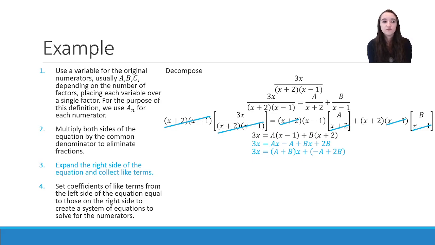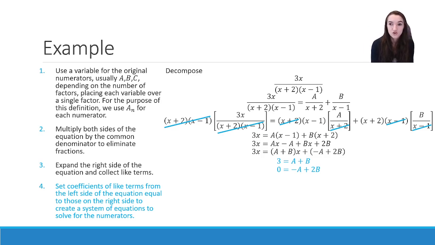So to actually finish out this problem, I have to set the coefficients of the like terms on the left side of the equation equal to those on the right side. 3x is on the left, so 3 has to be equal to whatever the coefficient of x is on the right. So 3 is equal to A plus B. There's no constant term. This is like saying 3x plus 0. So 0 equals negative A plus 2B. And would you look at that? We have 2 equations and 2 variables. That's something we know how to deal with.